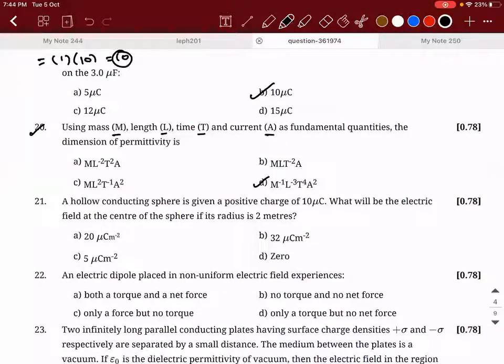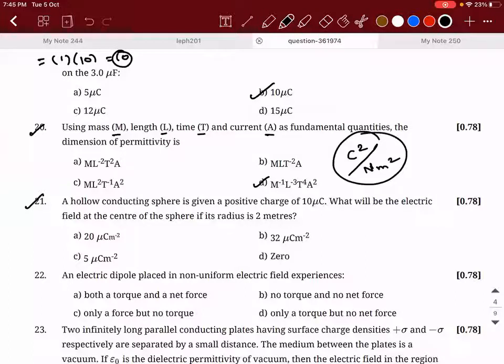So first of all, what is the SI unit? Coulomb square per Newton per meter square. It is just a reciprocal. Coulomb square divided by Newton meter square. So take that and substitute it here.